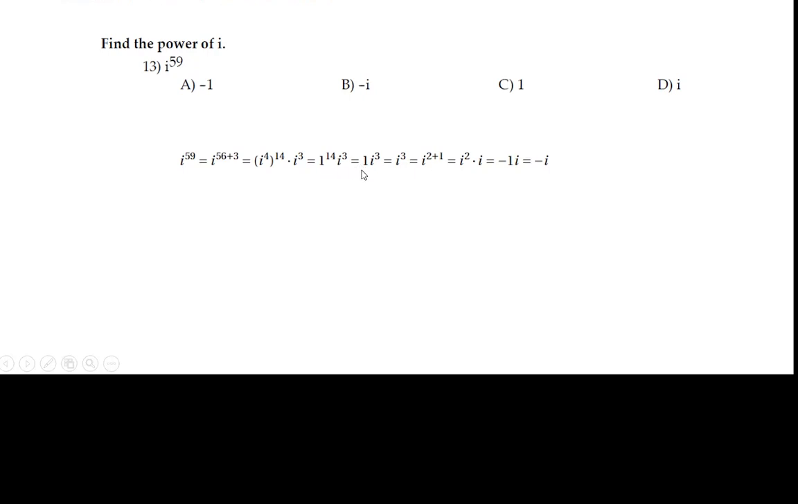So we have 1 times i cubed, which is just i cubed, which is i to the 2 plus 1, which is i squared times i, which is -1 times i, which is -i.